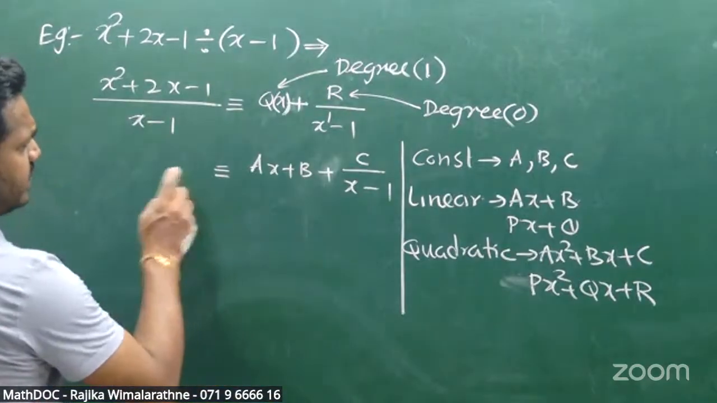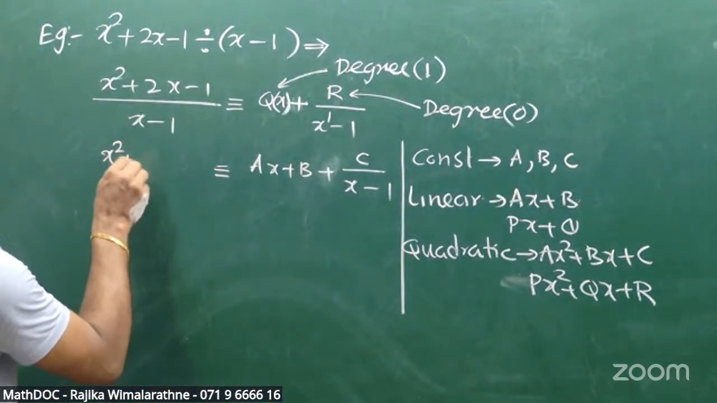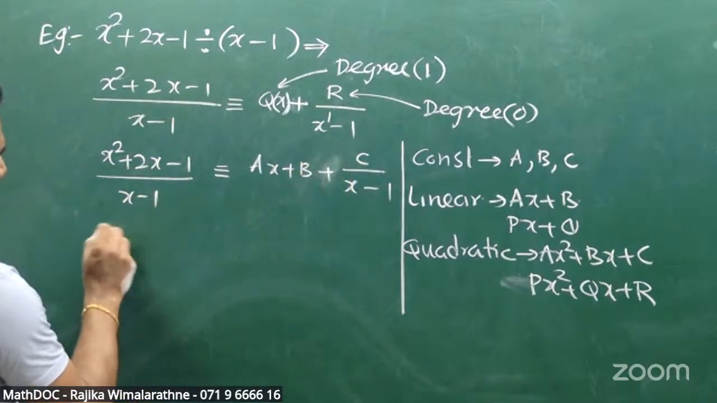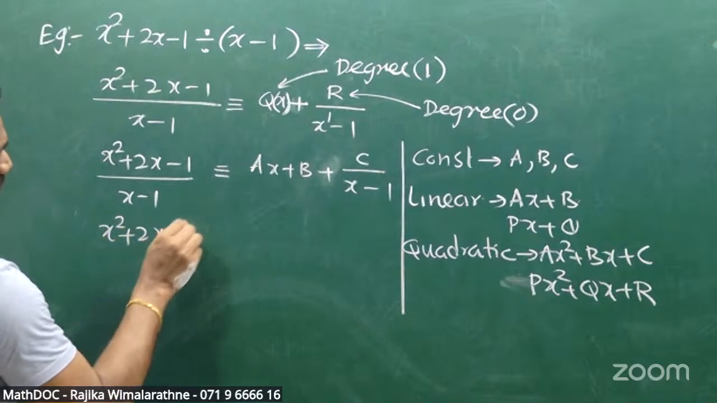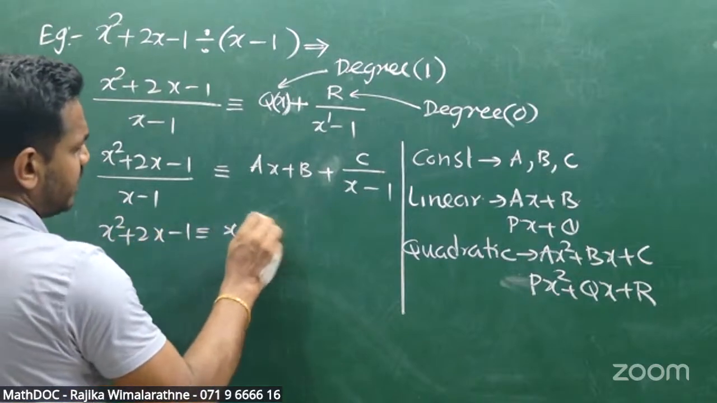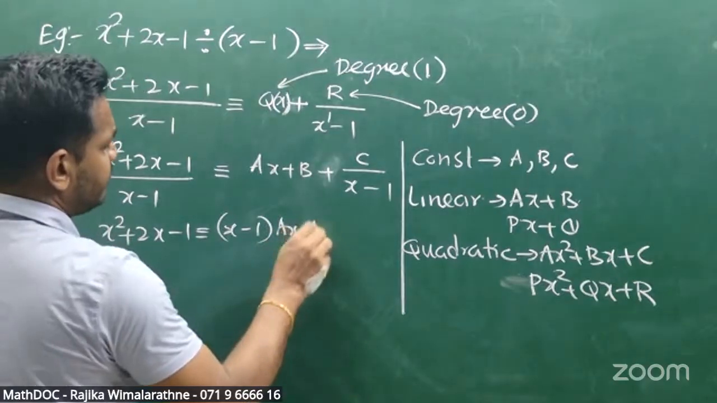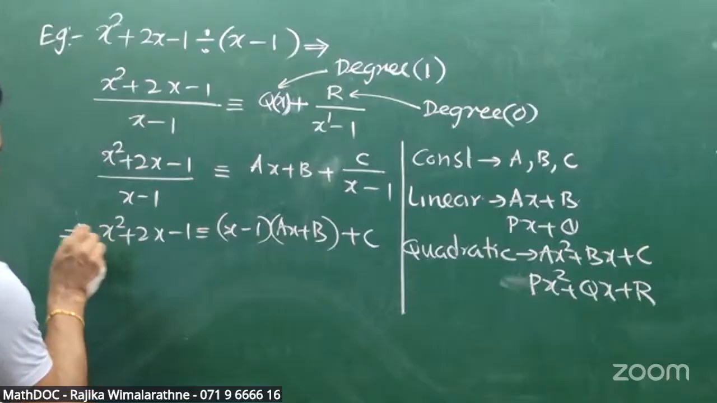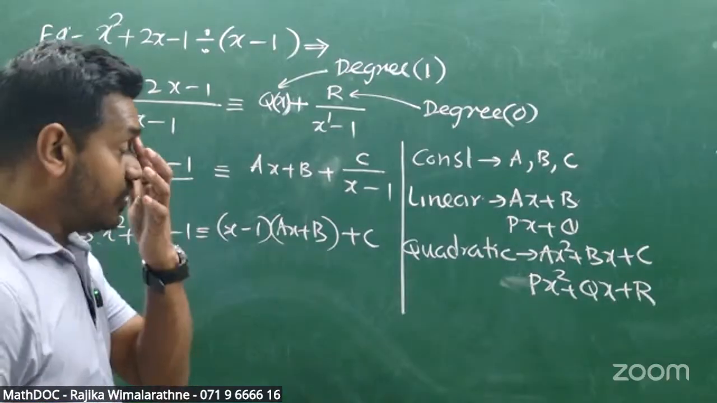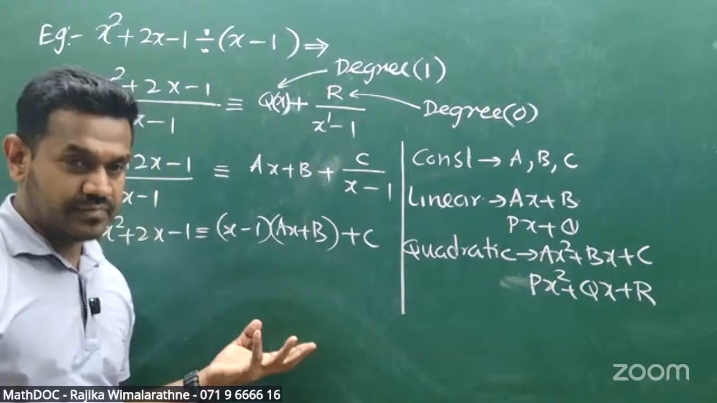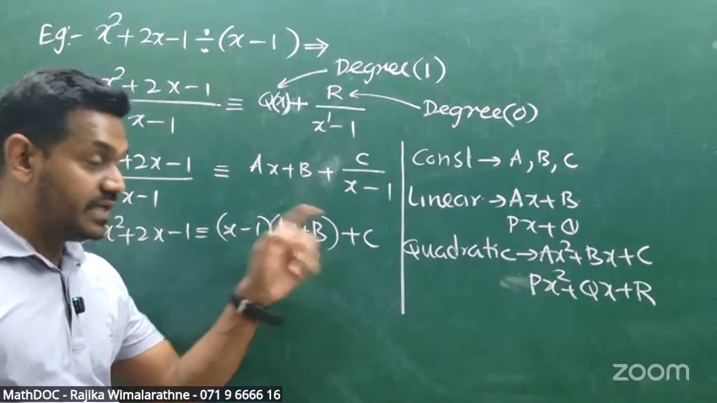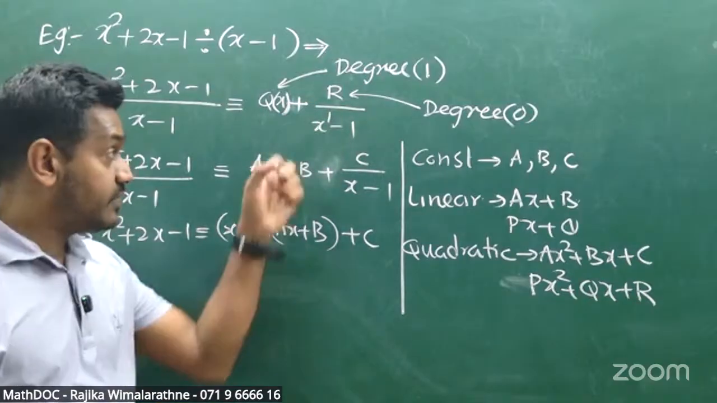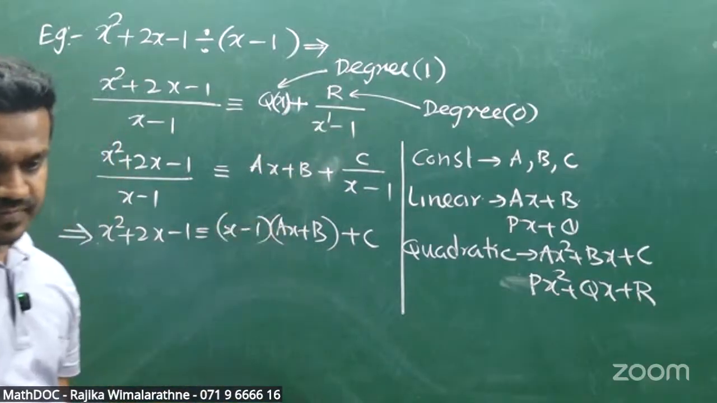Now, in this case, x squared plus 2x minus 1 over x minus 1. Multiply by x minus 1. Then x squared plus 2x minus 1 equals (x minus 1)(ax plus b) plus c. Now this is an identity. By equating coefficients or value substitution, you can find a, b, c. If you can find a, b, c, you can find the quotient and remainder. So that is the method.